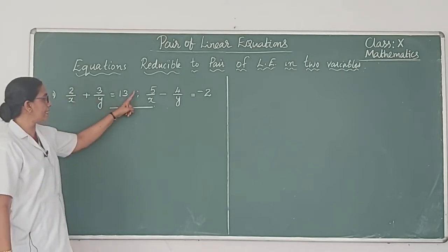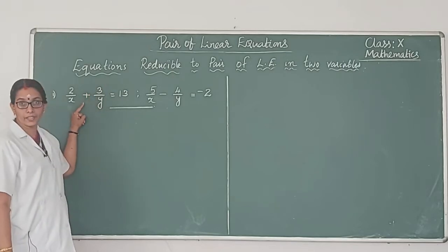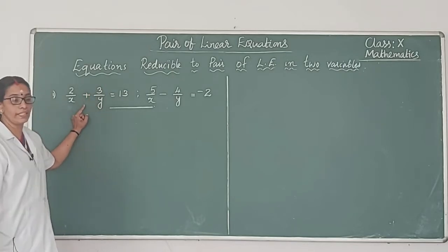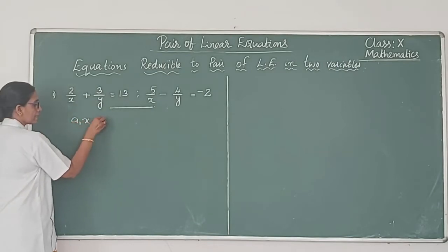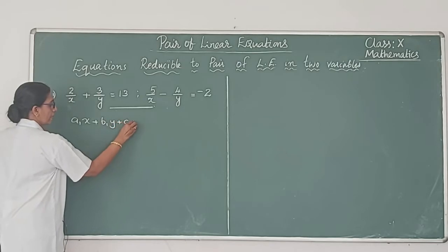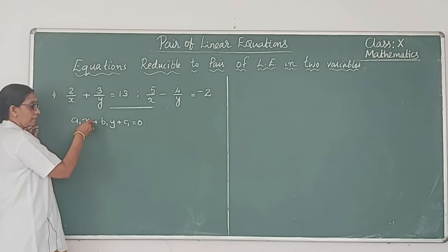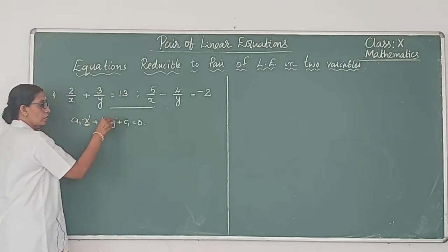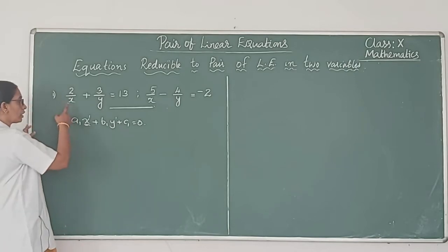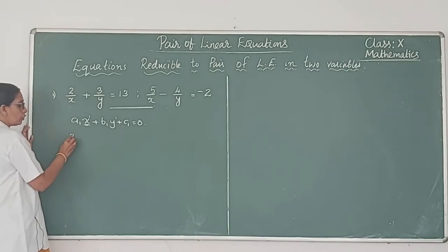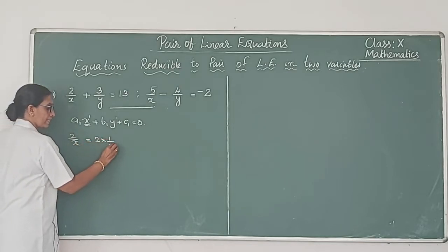See children, is it a linear equation? No, it is not a linear equation. You know the standard form of a pair of linear equations as a1x plus b1y plus c1 equal to 0. Here the degree of x is 1, and the degree of y is also 1. That's why we call it a linear equation. But what about this one? 2 by x actually means 2 into 1 by x.